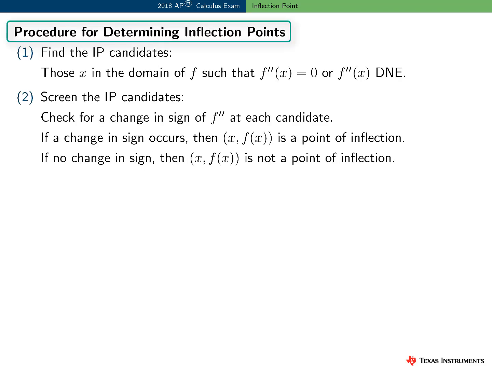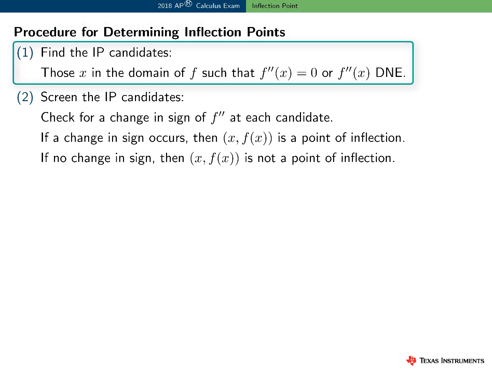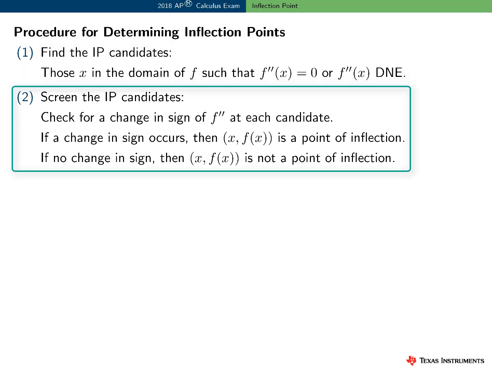So here's a procedure for determining inflection points. First, find the inflection point candidates. These are the values of x in the domain of f such that f double prime of x is equal to 0, or f double prime of x does not exist. Then we need to screen these IP candidates. Check for a change in sign of f double prime at each candidate. If a change in sign occurs, then x, f of x is a point of inflection. If there's no change in sign, well, then the point is not an IP.